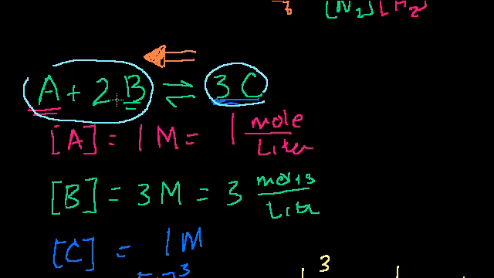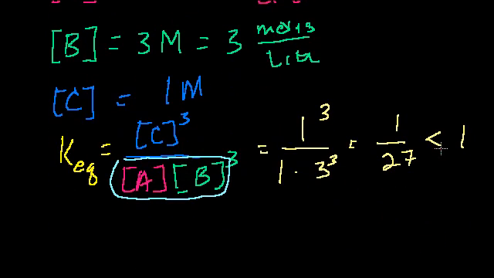Think about it. Because there's more of this, the right to left reaction must be happening more than the left to right reaction. The left to right might be happening a little, but more is happening the other way, and that's why we're finding more reactant here. And that causes the equilibrium constant to be less than 1.